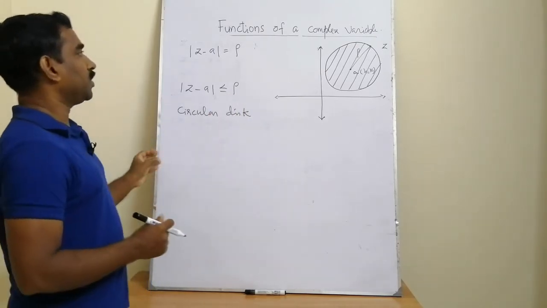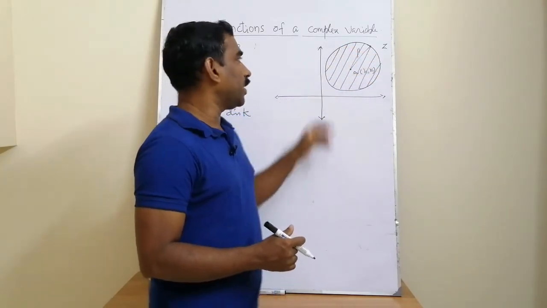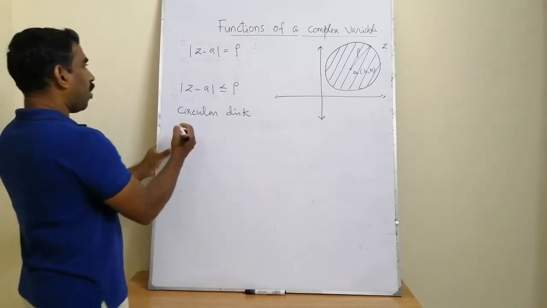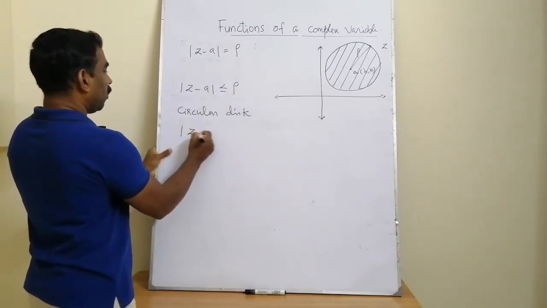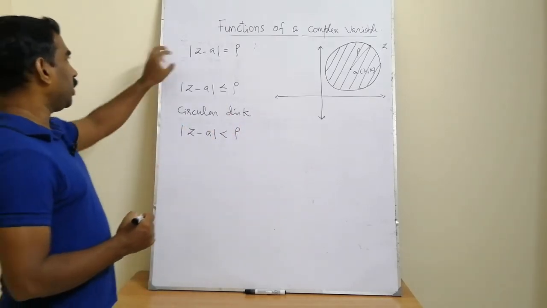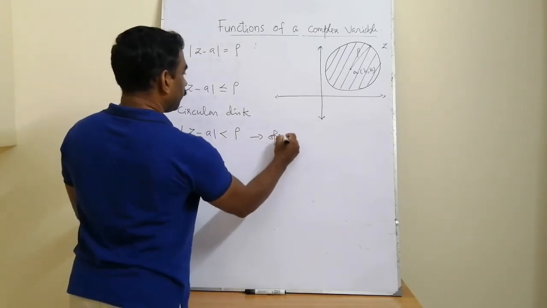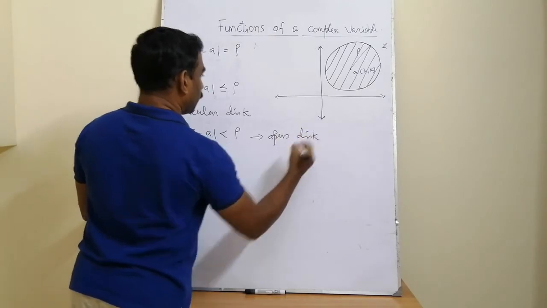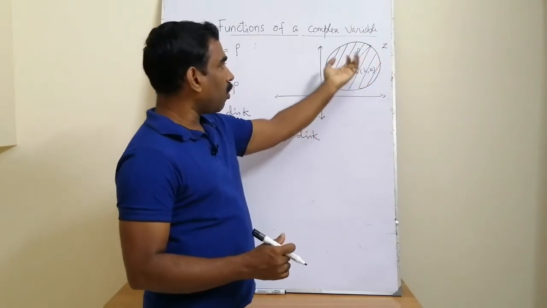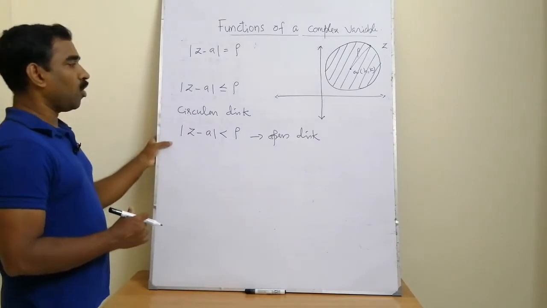The collection of all complex numbers which are lying interior and on the boundary of this circle is called a circular disk with the center at A and having radius rho. And if you remove the boundary circle and consider only complex numbers which are lying in the interior of that circle, that means mod z minus a less than rho, that is called an open disk. We are excluding the points which lie on this circular boundary and considering all points which are lying interior to that circular boundary, that is called an open disk.